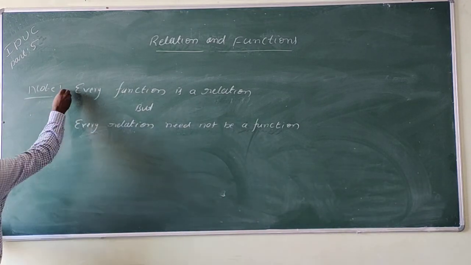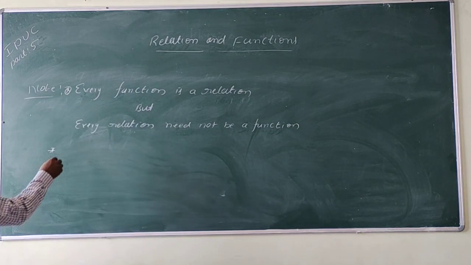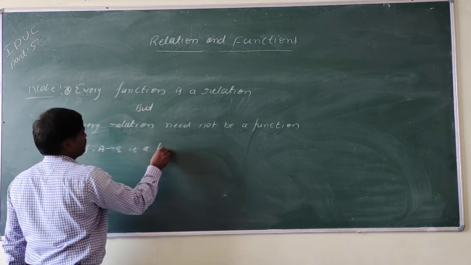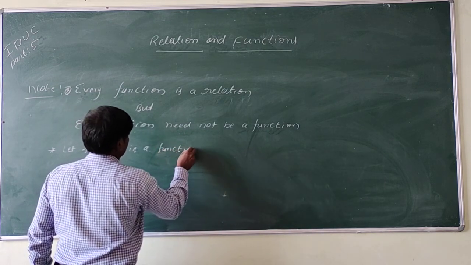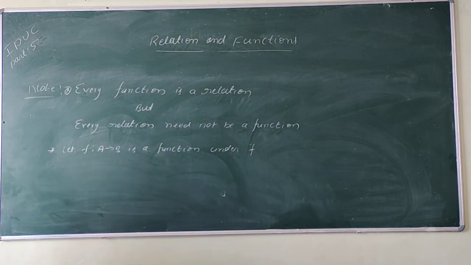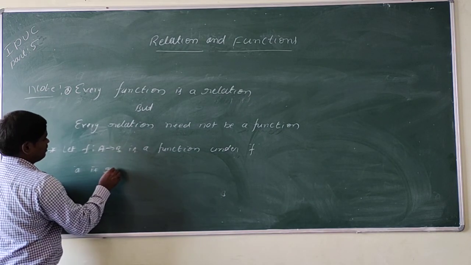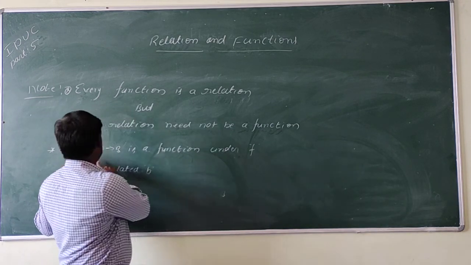Okay. So next, second note. Let f be a mapping from A to B, a function. Under the function f, a is related with b. So a is related with b. Okay. So let me take one more function.